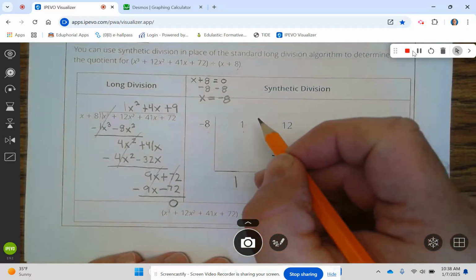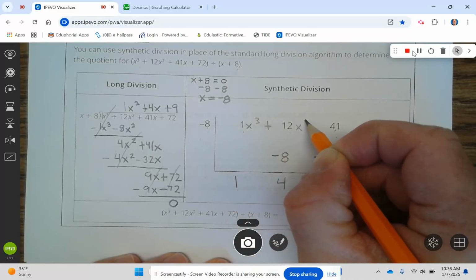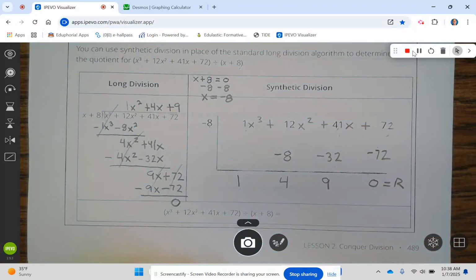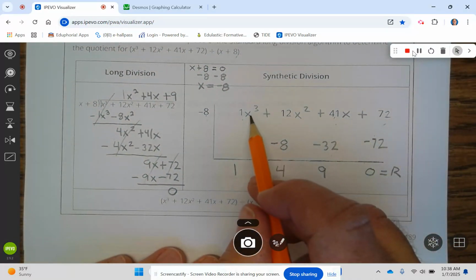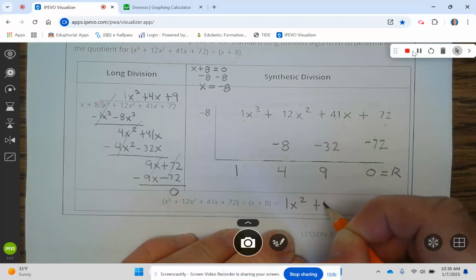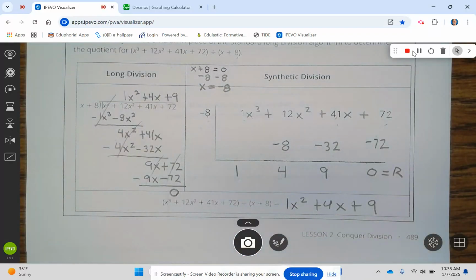Now this was 1x cubed plus 12x squared plus 41x plus 72. Now when you divide, the exponents decrease by 1. So this was x cubed, now it's 1x squared, and then plus 4x plus 9. Alright, go ahead and finish up the worked example.